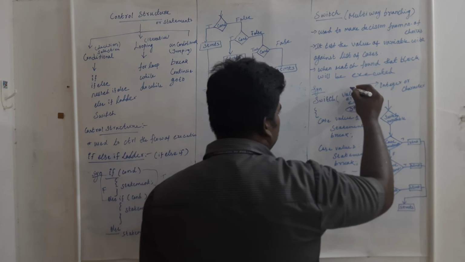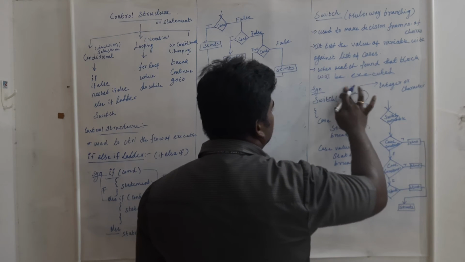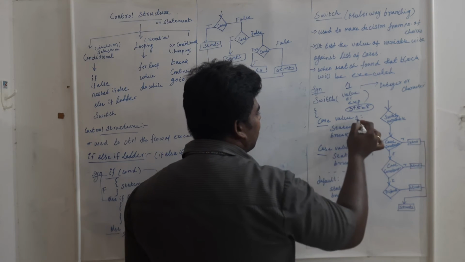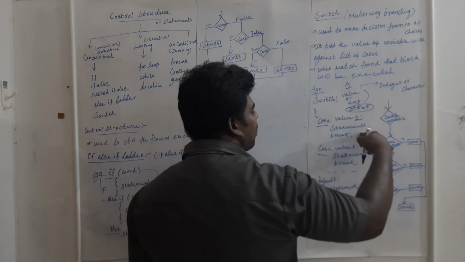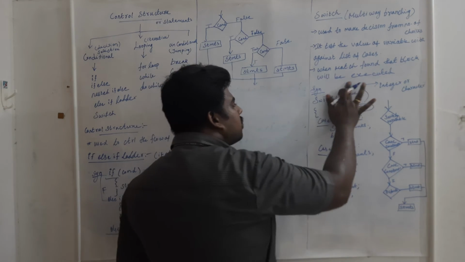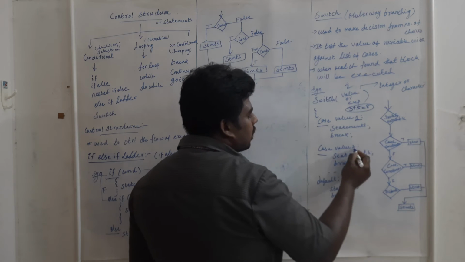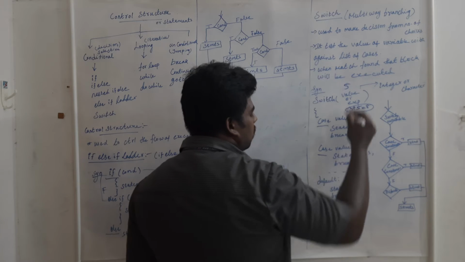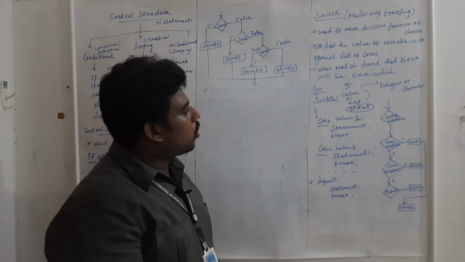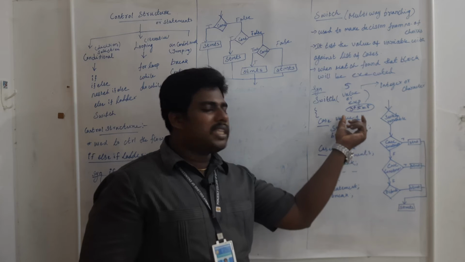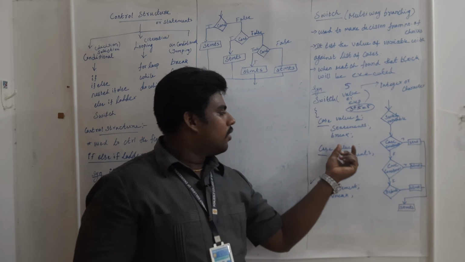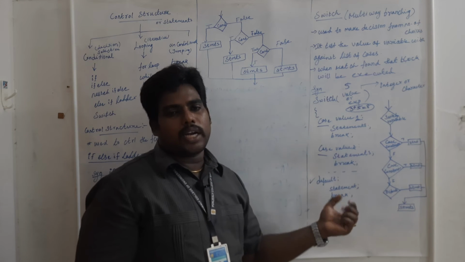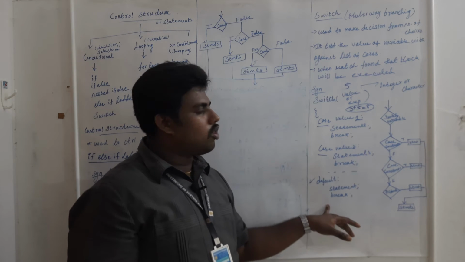This particular value, if it is 1, will be compared with each case. See here, 1 is here, so this statement will be executed. Suppose it is 2, then this case will be executed. If neither is there, if it is 5, the default will be executed. So it will compare this value with each case constant value. Whenever the constant value is matched, those statements will be executed. Otherwise the default statement will be executed.